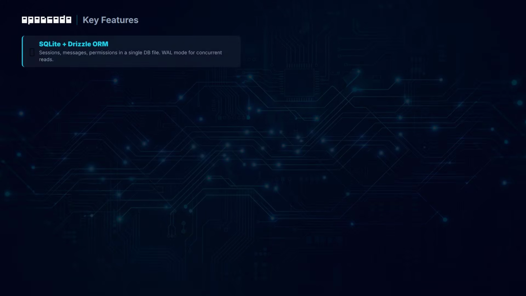For data persistence, OpenCode uses SQLite with the Drizzle ORM. Sessions, messages, permissions, and MCP credentials all live in a single database file. This is a meaningful architectural choice. SQLite gives you transactional integrity, efficient querying across sessions, and a single file that's easy to back up. OpenCode runs it in WAL mode for better concurrent read performance.